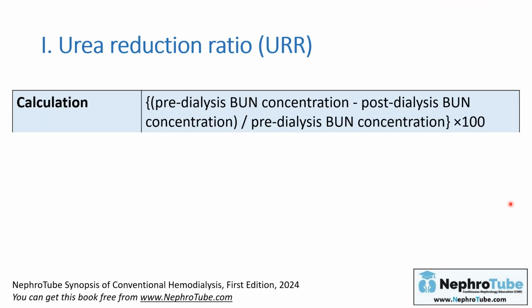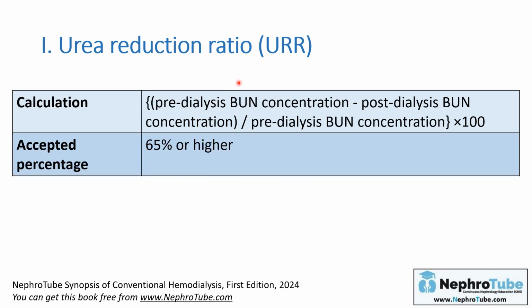The urea reduction ratio, we measure what is the percentage of urea clearance throughout the dialysis. You measure the pre-dialysis blood urea concentration and post-dialysis and divide this by pre-dialysis blood urea concentration to get the percentage. The accepted percentage of urea reduction for the hemodialysis session is 65% or higher.